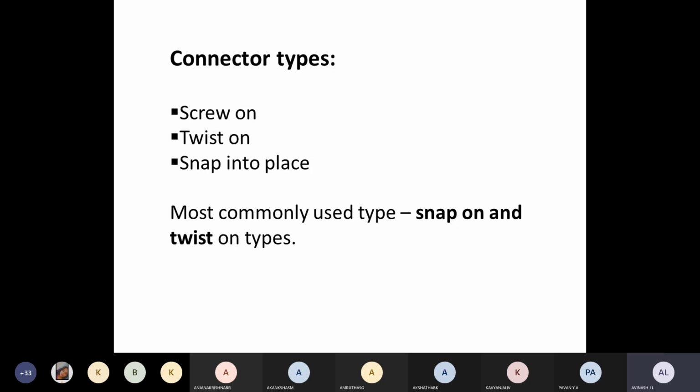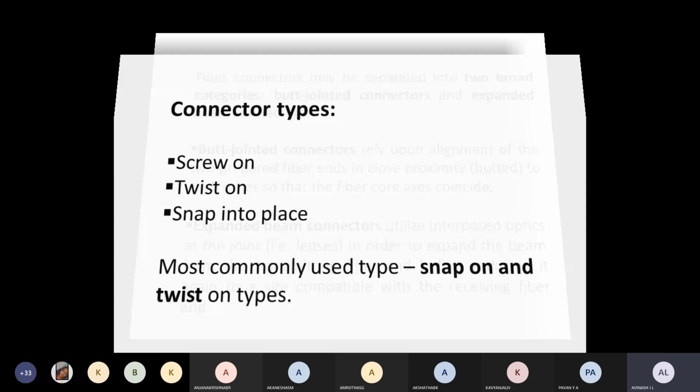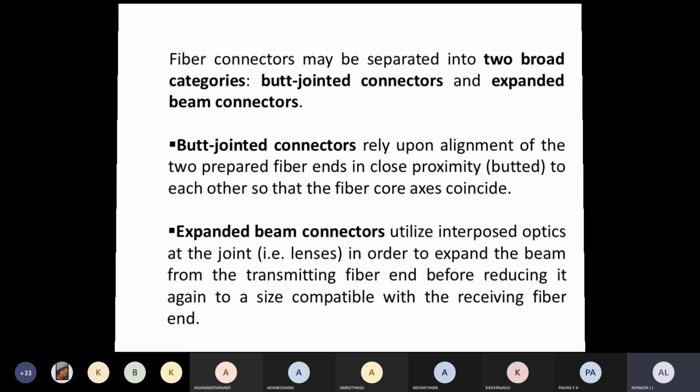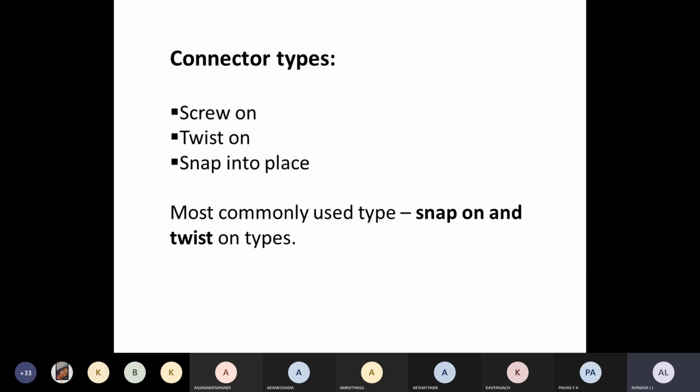So with two fibers, you twist the fiber into the connectors, and it gets connected. These two are most commonly used because screwing is a complicated process, so we will not prefer that one. Because in screwing, some problem may happen, some damage may happen, that is why we will not use it. Please make a note of it.